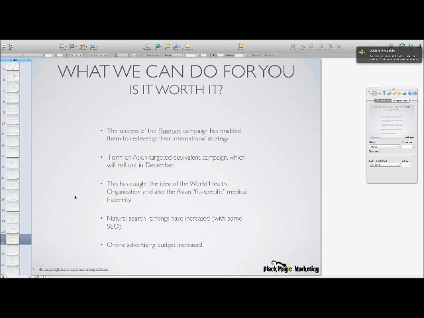Is it worth it? The success of FluSmart has enabled them to redevelop their international strategy, which we'll be involved in too. They're actually targeting the Asian flu market now because they're moving into their winter, and it's called the eye of the World Health Organization and the Asian flu-specific medical fraternity. Now we're working on getting the ads for this part of the flu mob, the Asian FluSmart, if you like, translated into Mandarin, Cantonese, Japanese, Taiwanese, Vietnamese, and we're going to use it as a research project to see which countries respond to which flu terms.